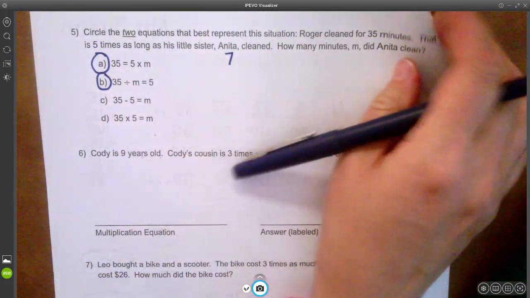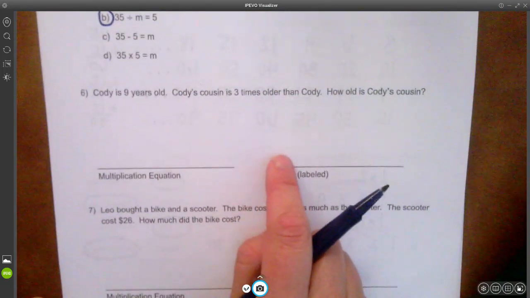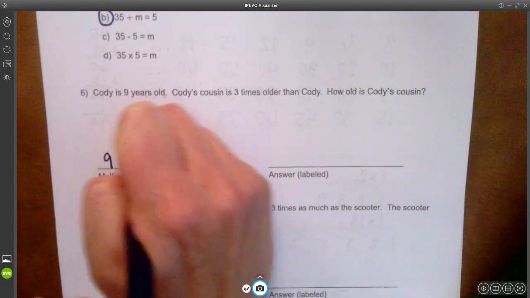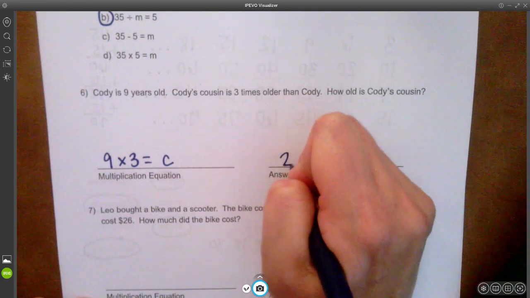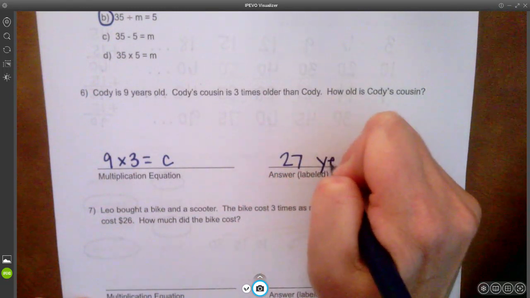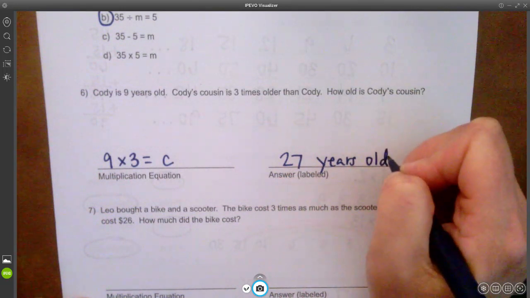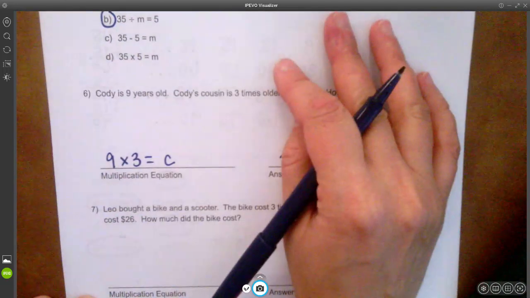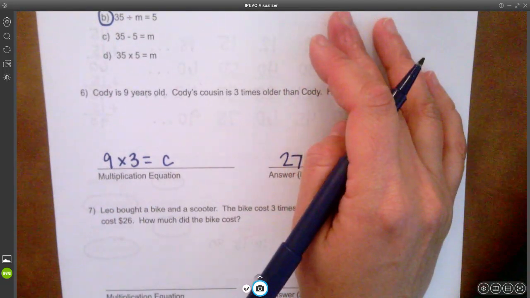All right, let's write some equations. Okay, Cody is 9 years old. Cody's cousin is 3 times older. So something like this, 9 times 3, and I'm going to say equals the cousin. And that means the cousin is 27 years old. You don't have to show work if you know that in your head. Of course, you could also do 9 plus 9 plus 9, and that would get you 27 as well.